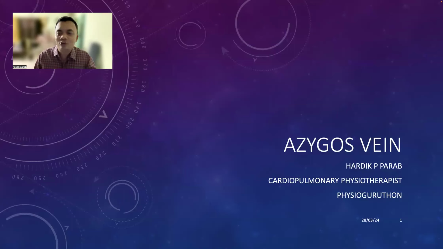Hello students, today we are going to talk about the azygos vein. This is one of the important veins in your thoracic cavity and it plays a role in the connection of the superior vena cava and inferior vena cava.